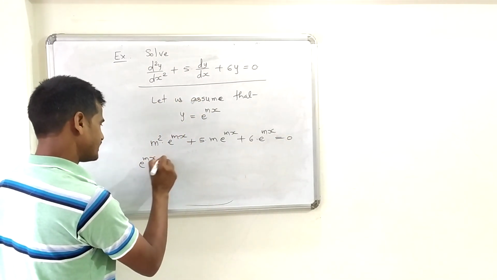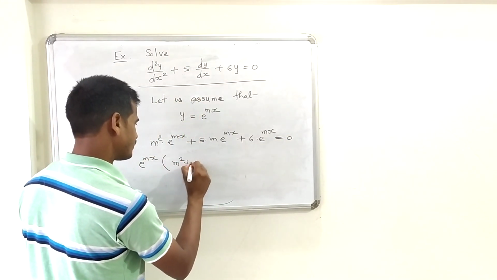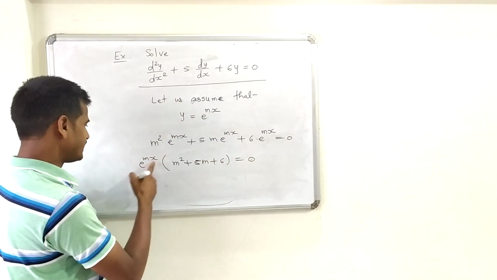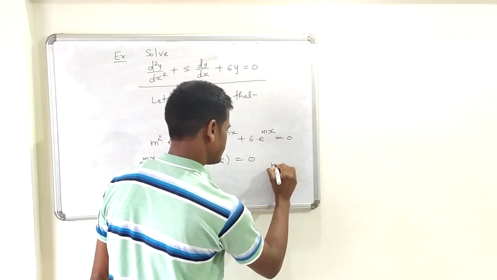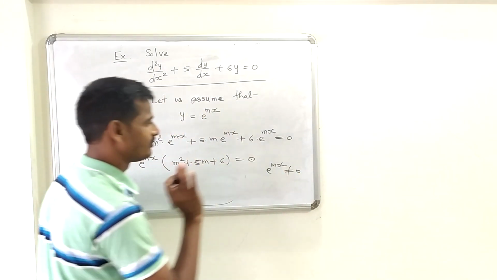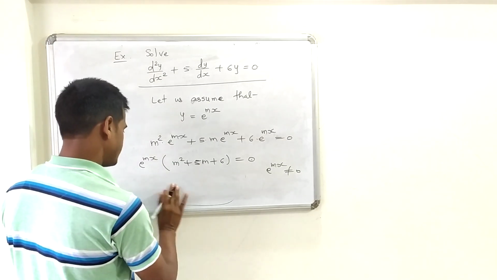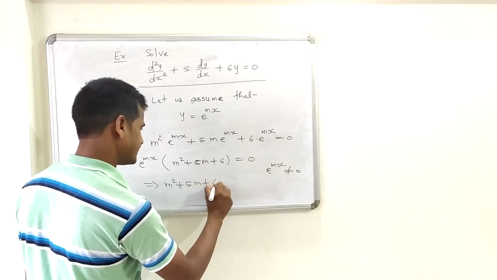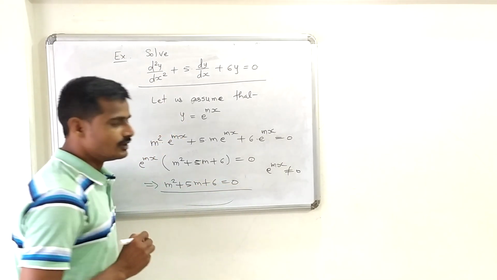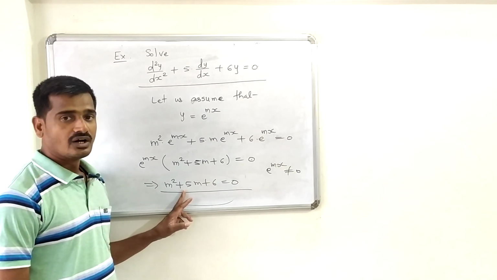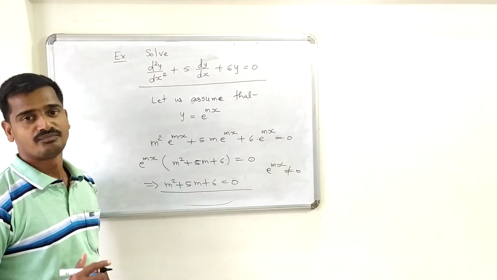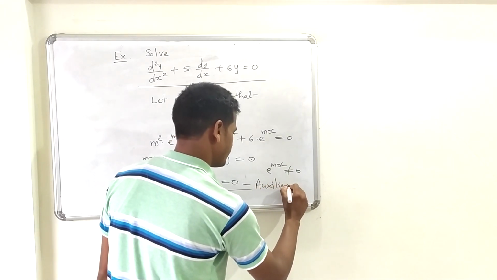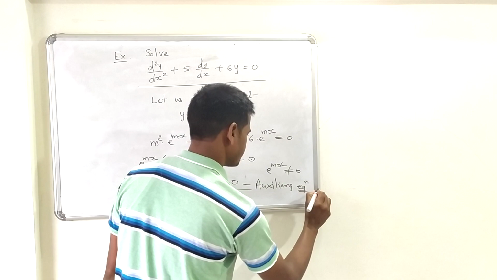So take e to the power mx common, in brackets m square plus 5m plus 6 is equal to 0. As we know, e to the power mx is always non-zero for every value of x. So what does it mean? It means m square plus 5m plus 6 has to be 0. This is the equation associated with the given differential equation, and this is called the auxiliary equation.